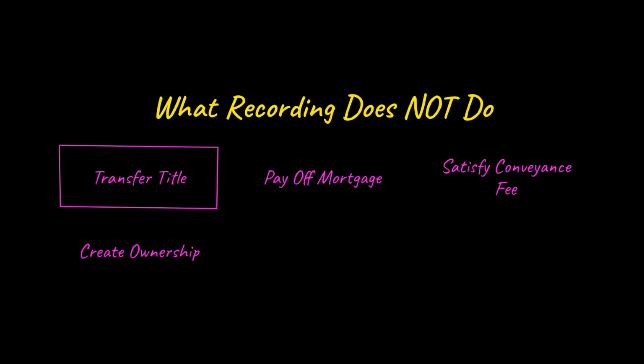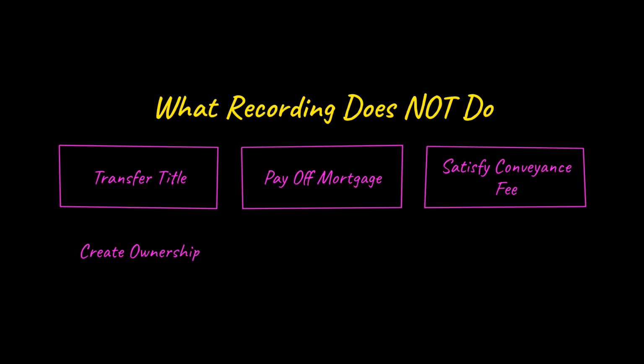Recording does not transfer title, pay off any existing mortgage, or satisfy the conveyance fee owed to the county auditor. It does one thing: it protects the owner's priority by giving public notice of an interest that delivery and acceptance already created.